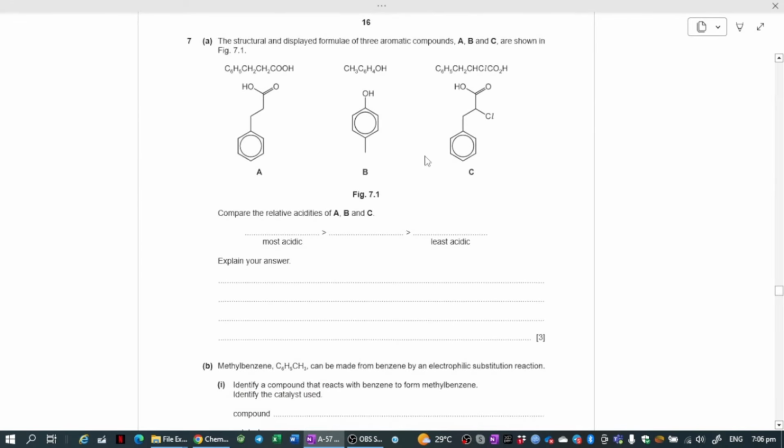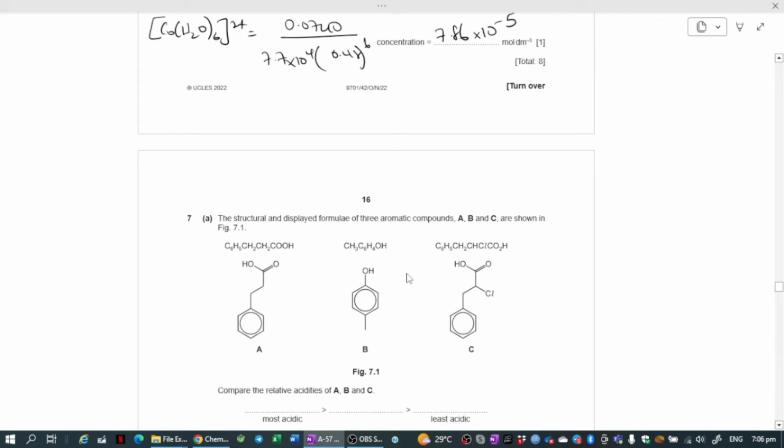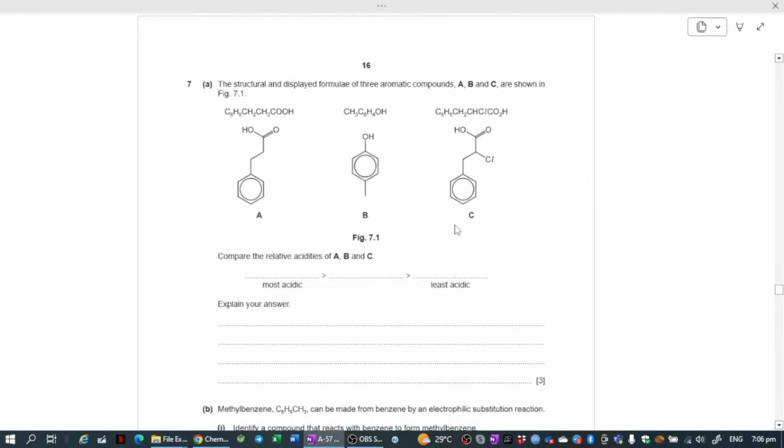Moving on to question number 7. Right, so question number 7 now, we begin to look at the organic chemistry questions, and they give us here the structural and displayed formula of 3 aromatic compounds, which are shown here.